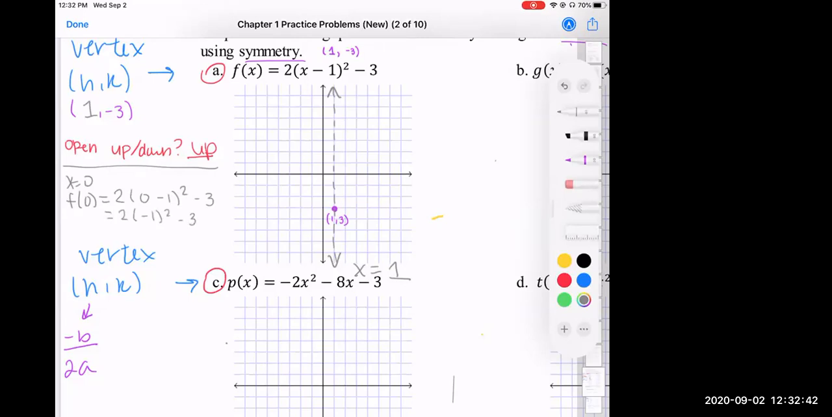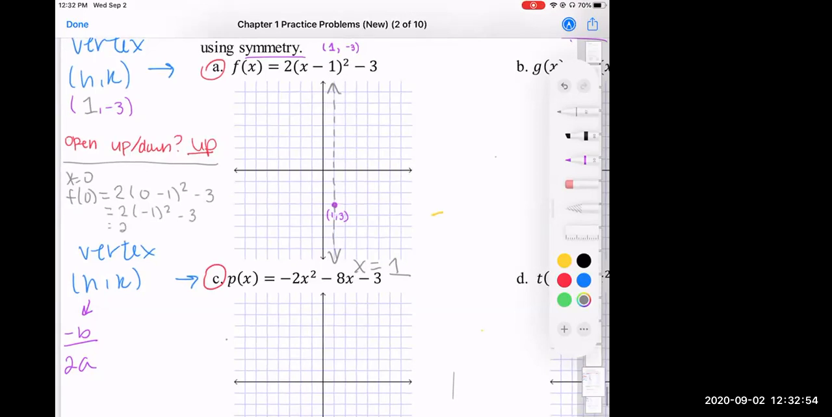Now here, be very careful of your order of operations. I first have to do exponents before I multiply. (-1) squared, well, that means -1 times -1, which is +1. So I have 2 times 1 minus 3. 2 times 1 is 2. So I have 2 minus 3, I get -1.